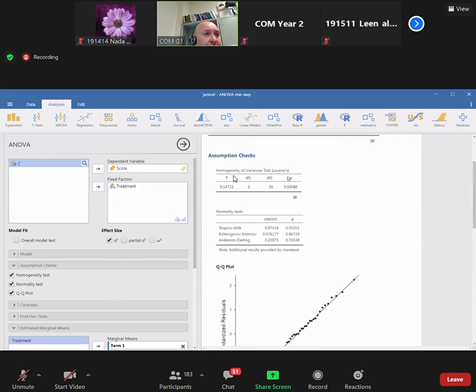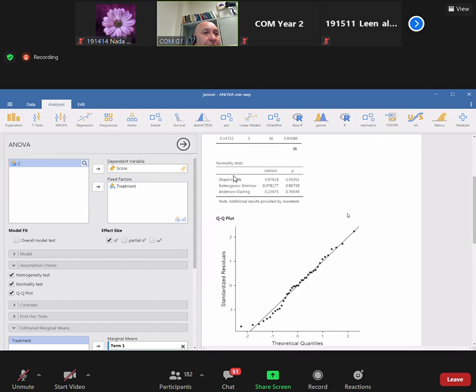Is the homogeneity of variances test. What we can see here is that the p-value is much greater than 0.05. So that tells us that there is homogeneity of variance across the four groups. So the variances in the four groups are similar. There aren't differences, not like one group has got higher variance than the other.